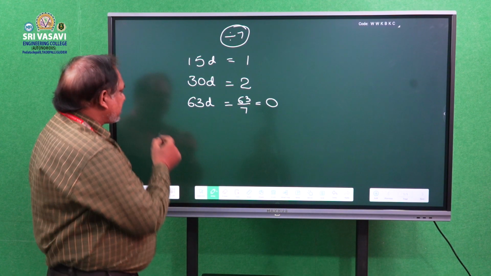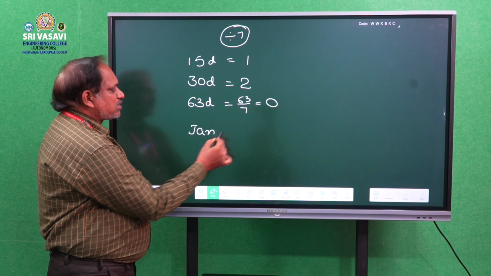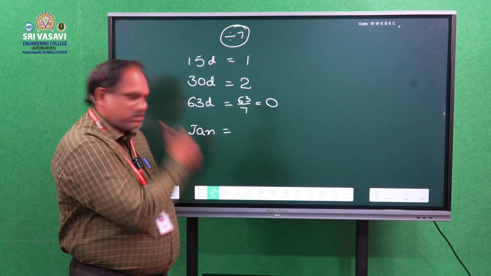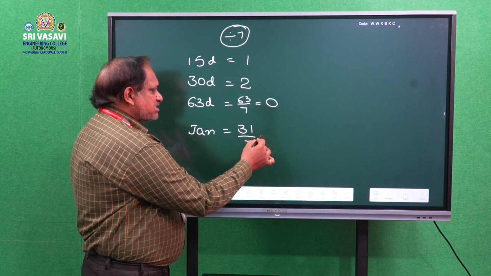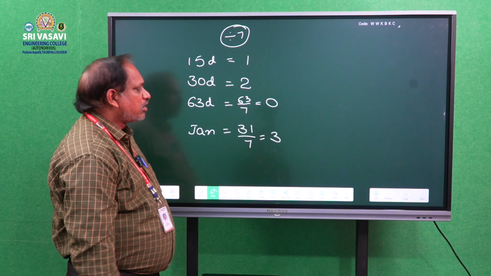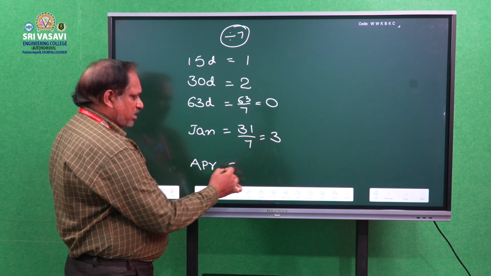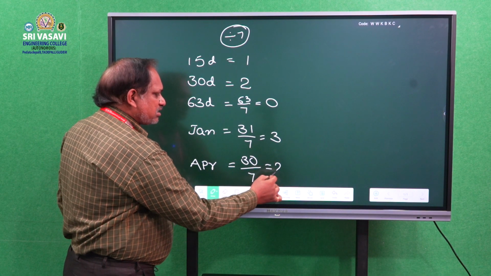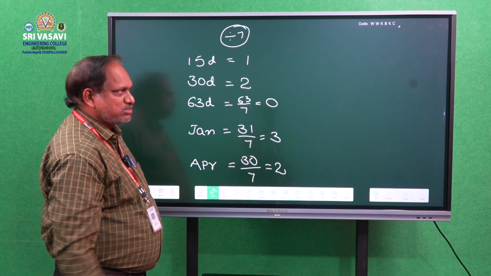But in a calendar there are 12 months. So they ask how many odd days for the month of January. The month of January, how many days? January has 31 days. When 31 is divided by 7, the remainder is 3. So in January, 3 odd days are there. Similarly, consider any other month, the month of April. April has 30 days. When divided by 7, the remainder is 2 days. So for every month we calculate odd days in a similar manner.